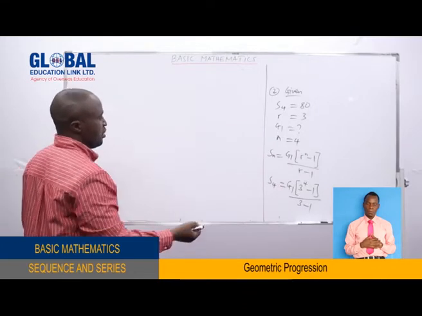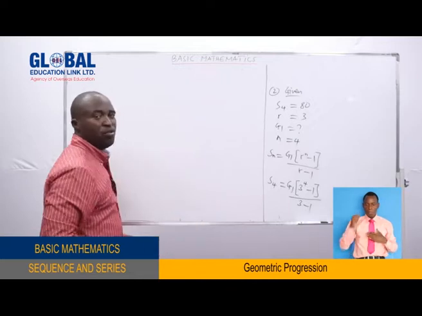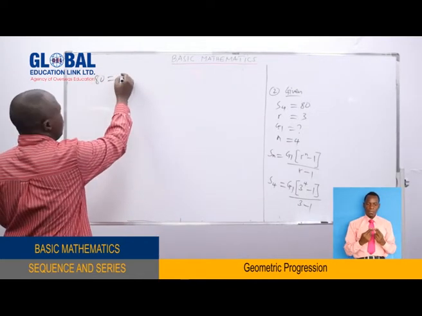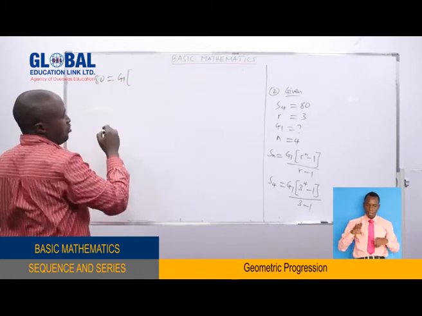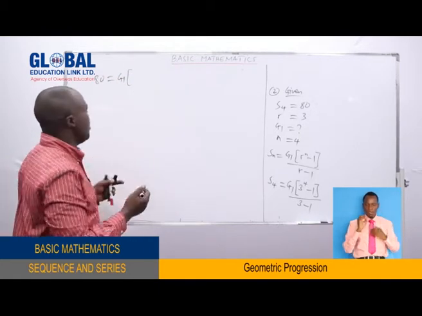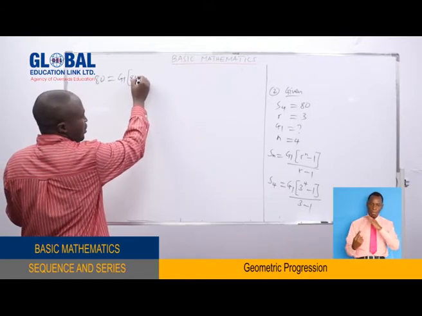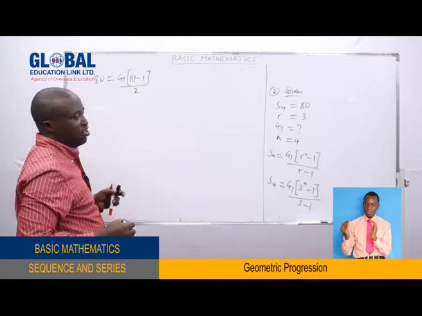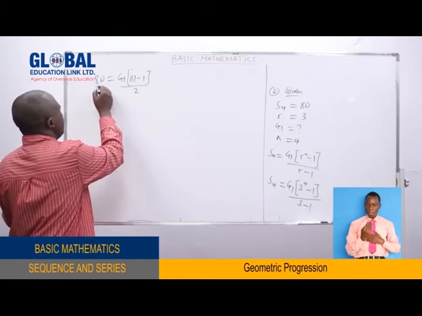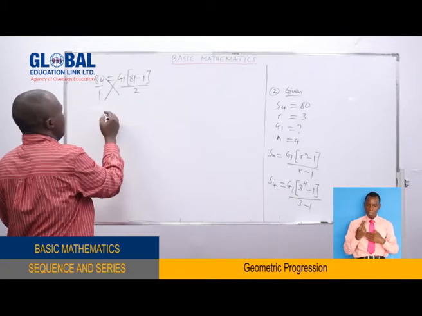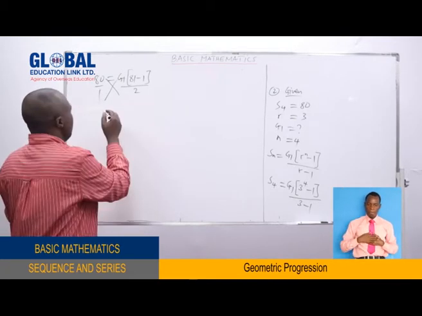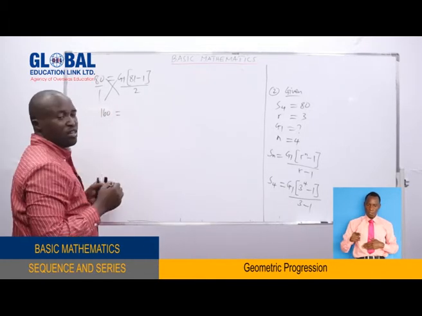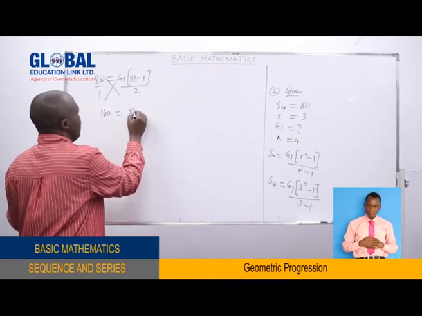So students, remember S4 is equal to 80. So in this case we have 80 is equal to G1 bracket of 3 raised to 4, that is equal to 81, then minus 1, over 3 minus 1, we have 2. So in this case we can cross multiply. So we have 80 times 2, we have 160, which is equal to 81 minus 1, we have 80, then G1.